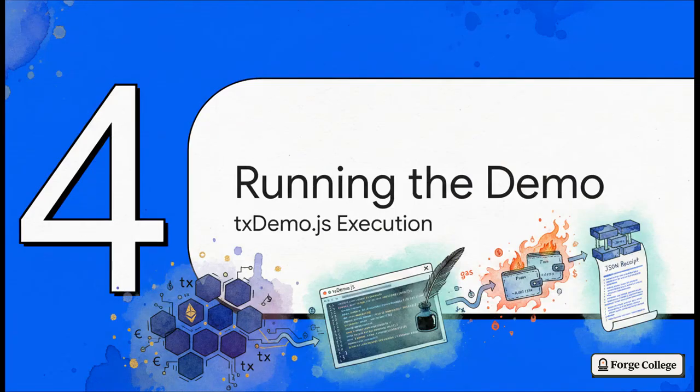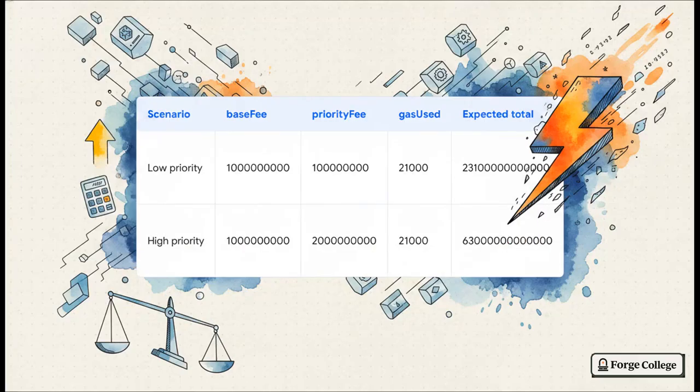txDemo.js execution. So our node is humming away in the background, and we are ready to execute. We'll use our script to send a simple 0.001 ETH transfer between test accounts and capture the printed JSON receipt. Notice just how sensitive the final cost is to your priority fee adjustments.